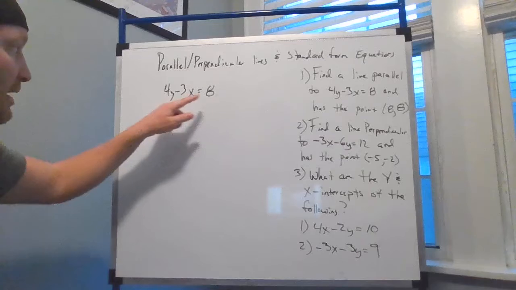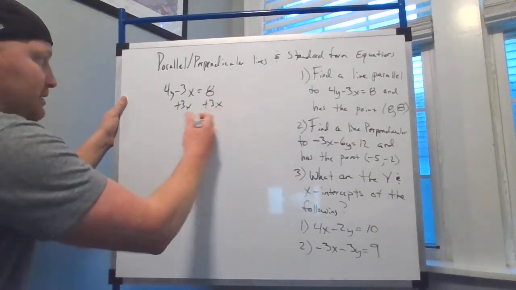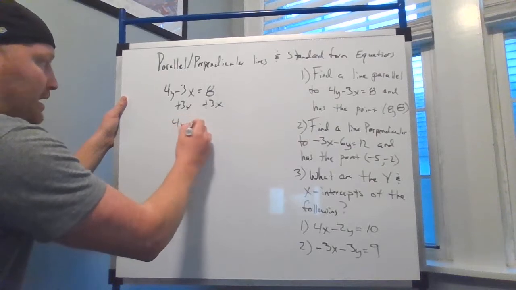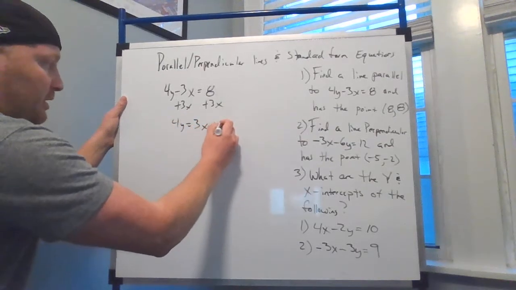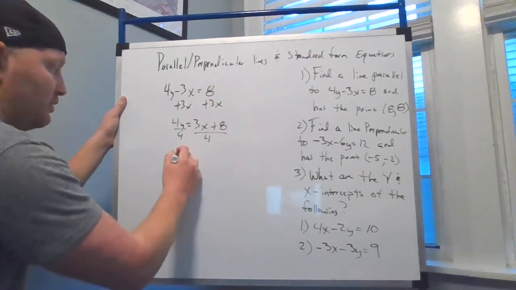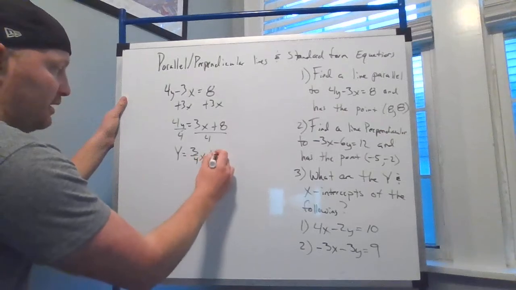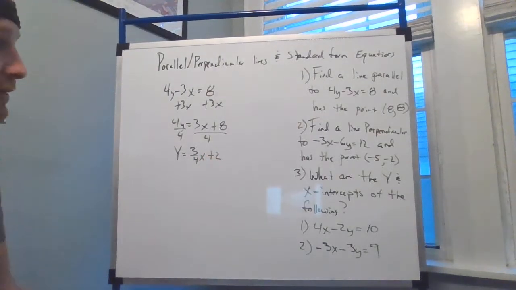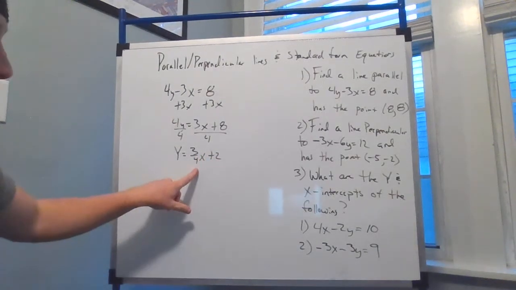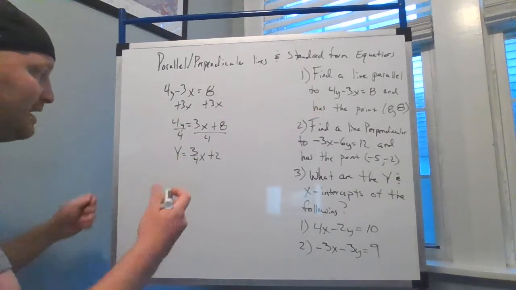So we got to move the 3x to the other side, so we add 3x to both sides. And I got 4y equals 3x plus 8. And the last thing I do is divide by 4 to get this into y equals format. So y equals 3/4 x plus 2. Alright, now we got to find a line parallel to this line that has the point (8, 8). So we know parallel lines have the exact same slope.